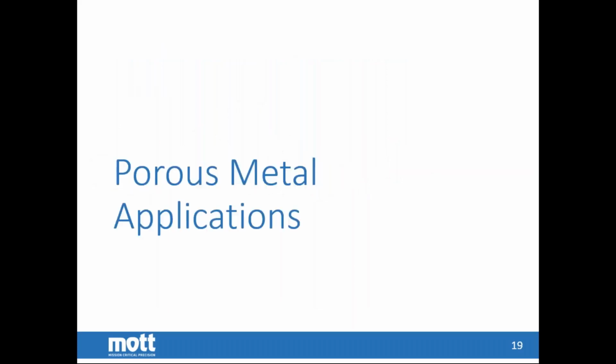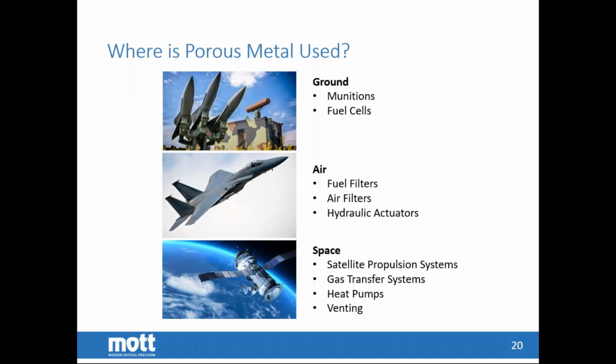So let's quickly touch upon some porous metal applications for aerospace and defense. I know we're all the way from ground to space, so can you guys take us through maybe some of the general applications before we go into specific applications next? So for ground, we do work in munitions and fuel cells. For air, it's typically fuel filters, air filters, and actuators. And for space, typically it's either propulsion systems, transfer systems, heat pumps, or venting applications.